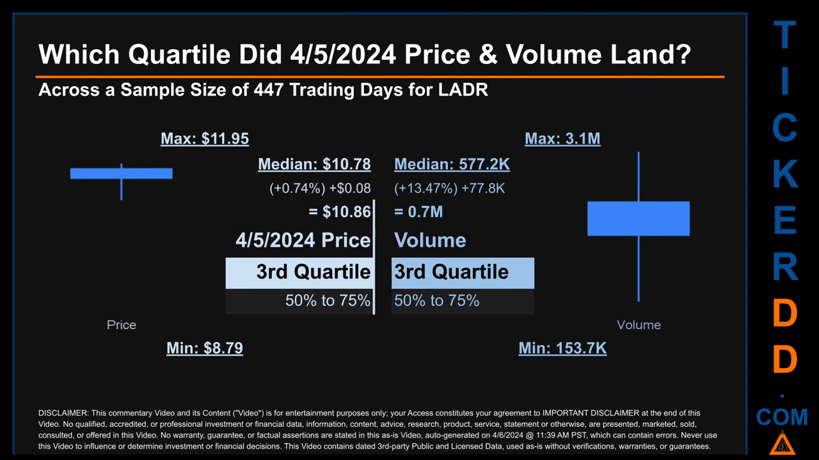Descriptively, LADR has a median price of $10.78. Therefore, the 5th of April 2024 price was higher from that middle marker by 0.74%. The day's volume of 0.7 million was more than the median by 13.47%.